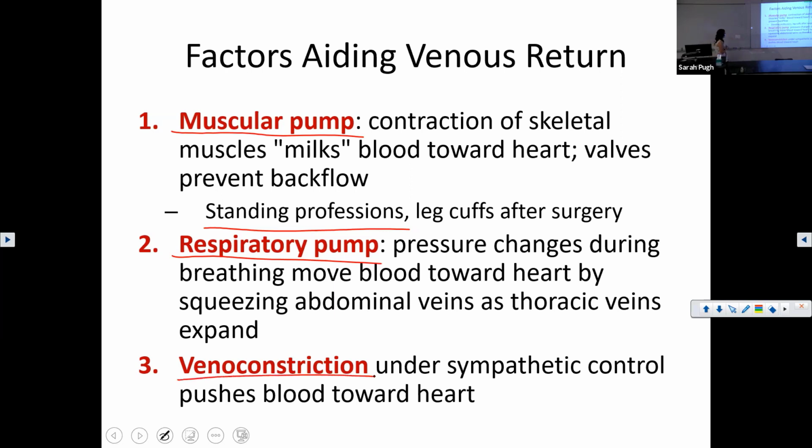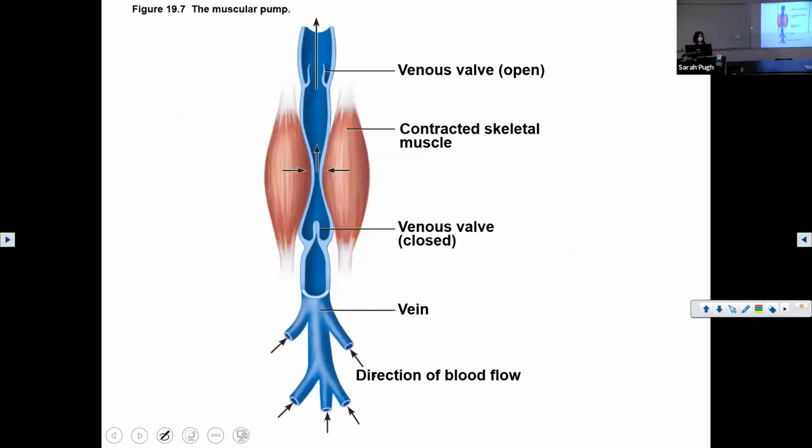And then lastly is venoconstriction. This is just muscles in the veins that are constricting the veins and helping to milk that blood back towards the heart. So this is an example of some of your muscles as like a muscular pump. So you can see here, as this muscle were to contract, that vein is going to get squeezed on and it's just going to help to move the blood back towards the heart.